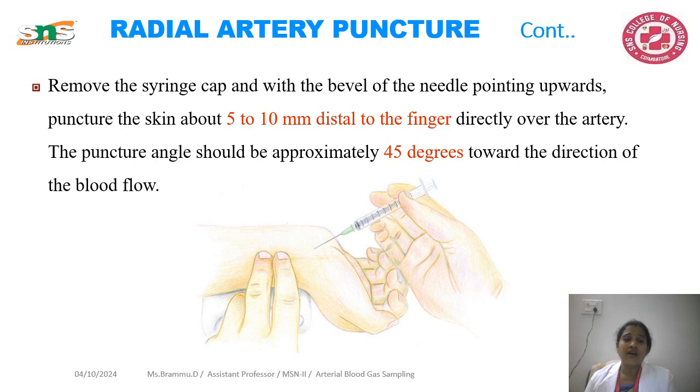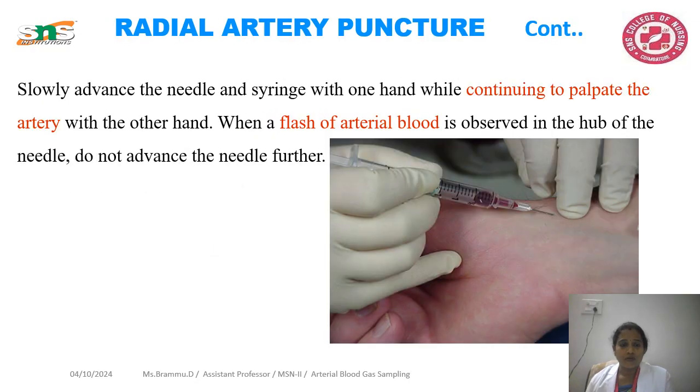After that, to take the sample, always palpate for the radial artery, then remove the syringe cap, and with the bevel of the needle pointing upwards, puncture the skin around 5 to 10 mm distal to the finger directly over the artery. The puncture angle should be approximately 45 degrees towards the direction of blood flow.